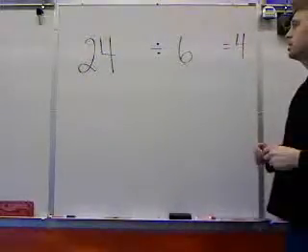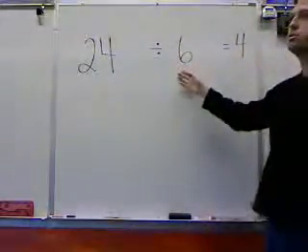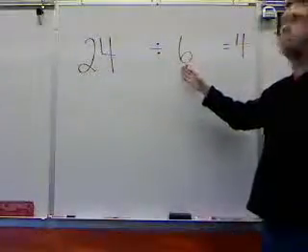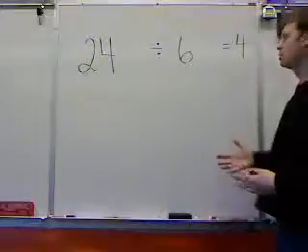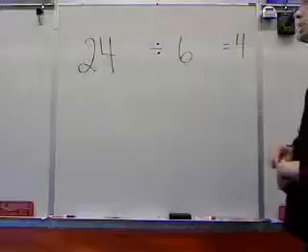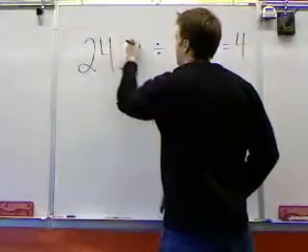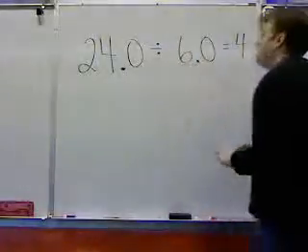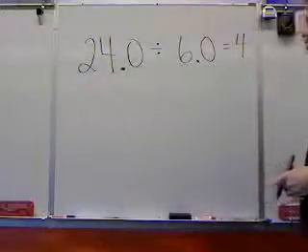Or we could say that if we take 24 and divide it into 6 groups, it should be 4 in each group, or 24 divided into groups of 6 gives us 4 groups. Either way you do it is correct. Well, we also know that 24 is the same as saying 24.0 or 6.0. We can put as many zeros behind there as we want. It's not going to change the value of things.